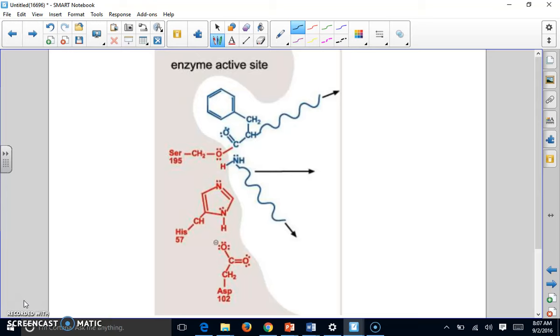If one of those amino acids that's in the active site is removed by a mutation, and we'll talk about how that possibly happens later in the year, then this enzyme could be rendered useless because the substrate will not fit in the active site, and then the reaction cannot occur.